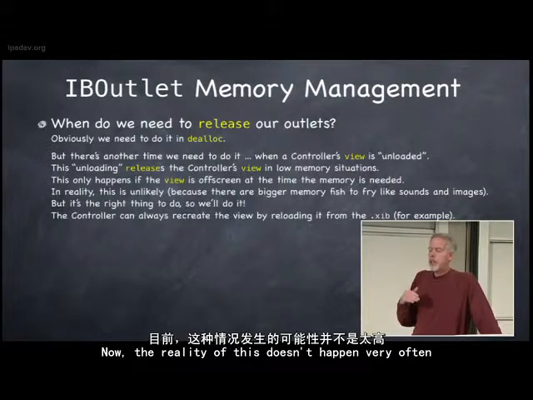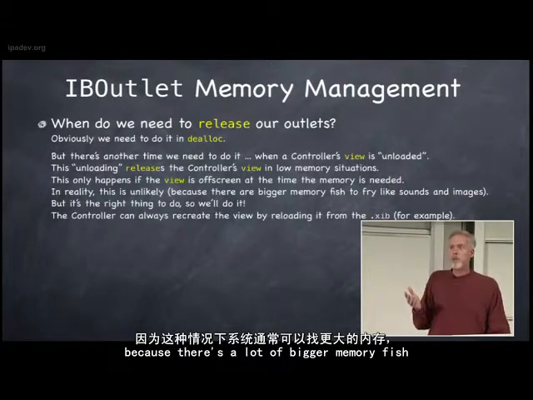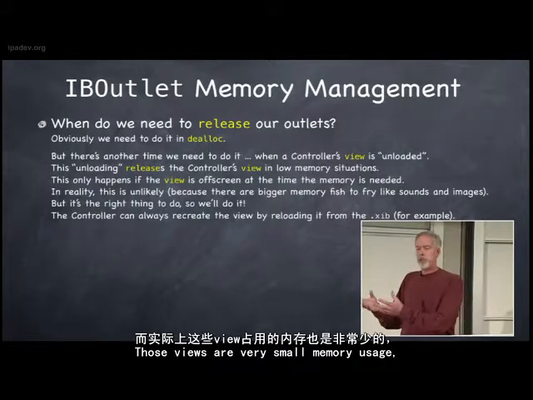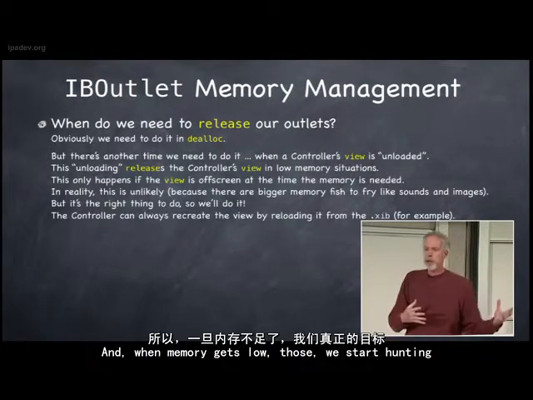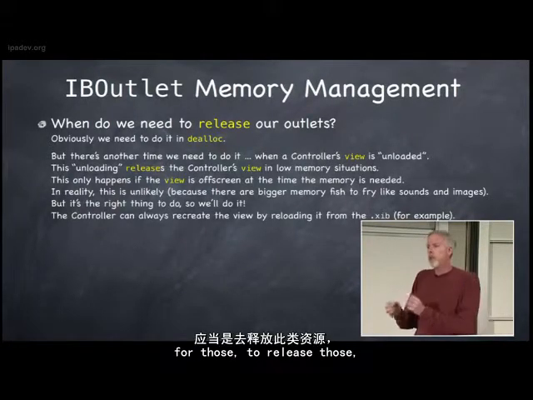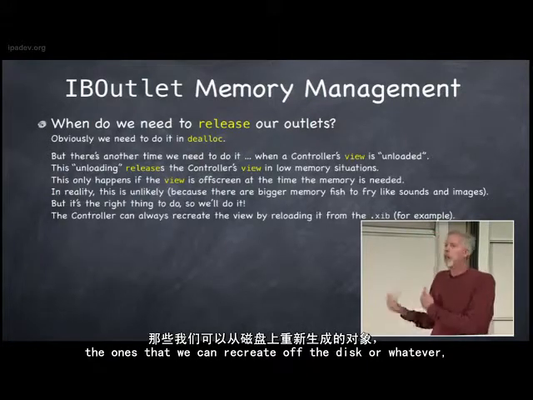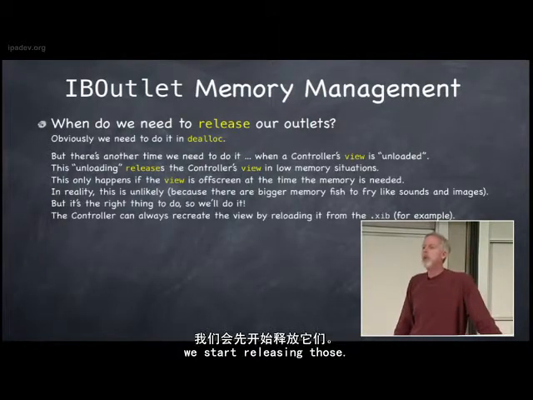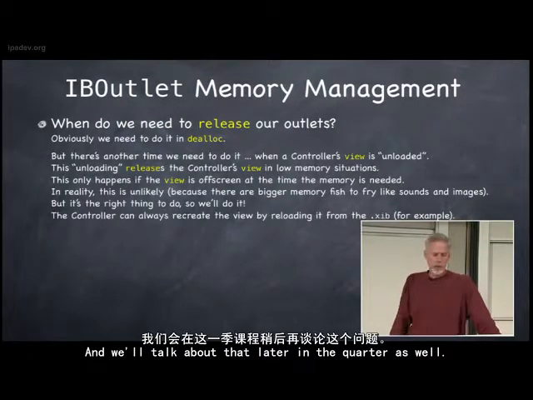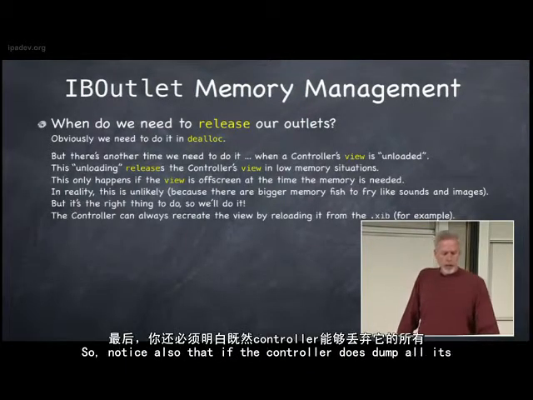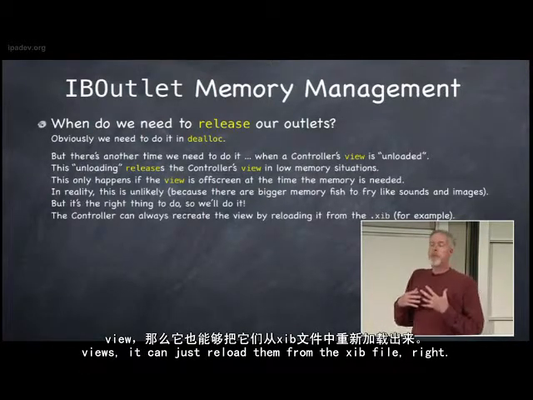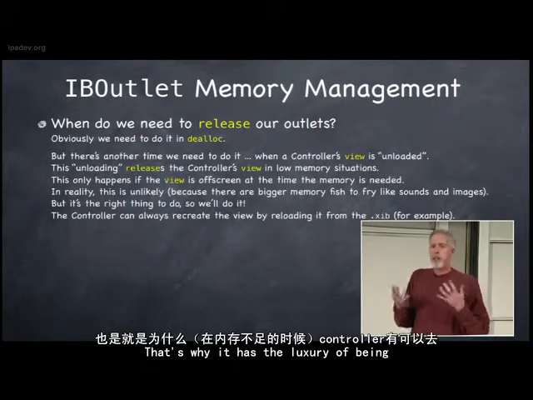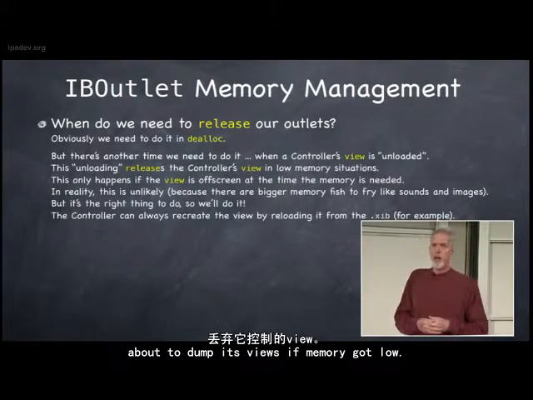Now, the reality is this doesn't happen very often because there's a lot of bigger memory fish to fry than those views. The views are very small memory usage. Things like images, sound files, these are gigantic memory users. And when memory gets low, we start hunting for those to release, the ones that we can recreate off the disk or whatever. And we'll talk about that later in the quarter as well. Notice also that if a controller does dump all its views, it can just reload them from the zip file, right? That's why it has the luxury of being able to dump its views if memory got low.